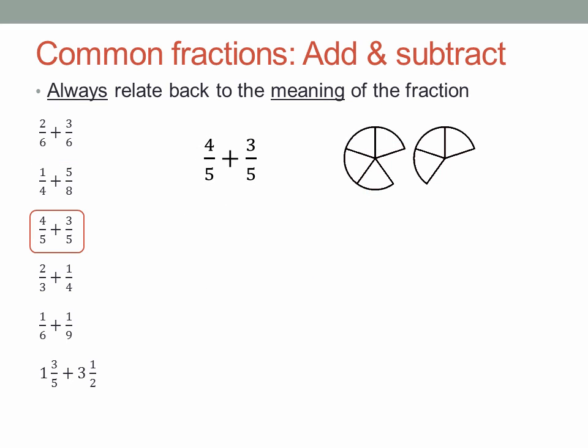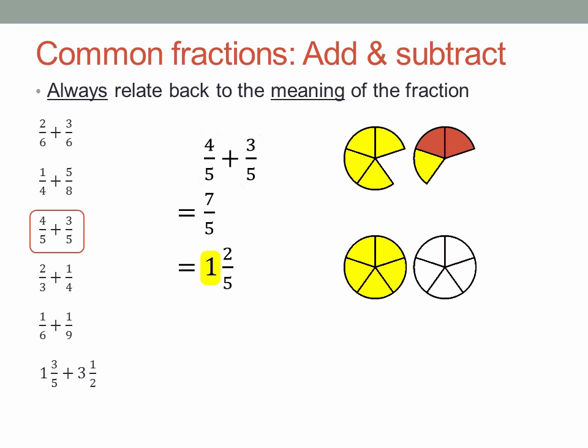Sometimes the result is improper. 4/5 plus 3/5 makes 7/5. Don't panic. You can leave it as 7/5, or write it as a mixed number. 1 whole, that's 5/5, plus another 2/5, 1 and 2/5.